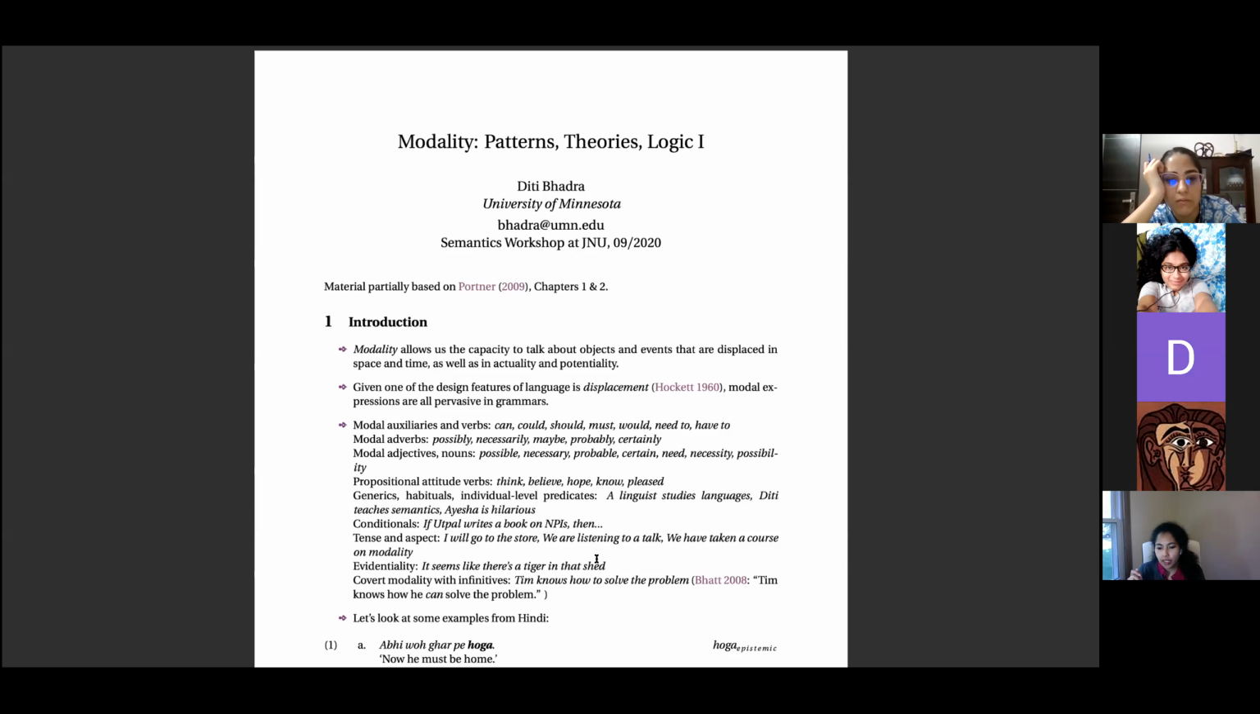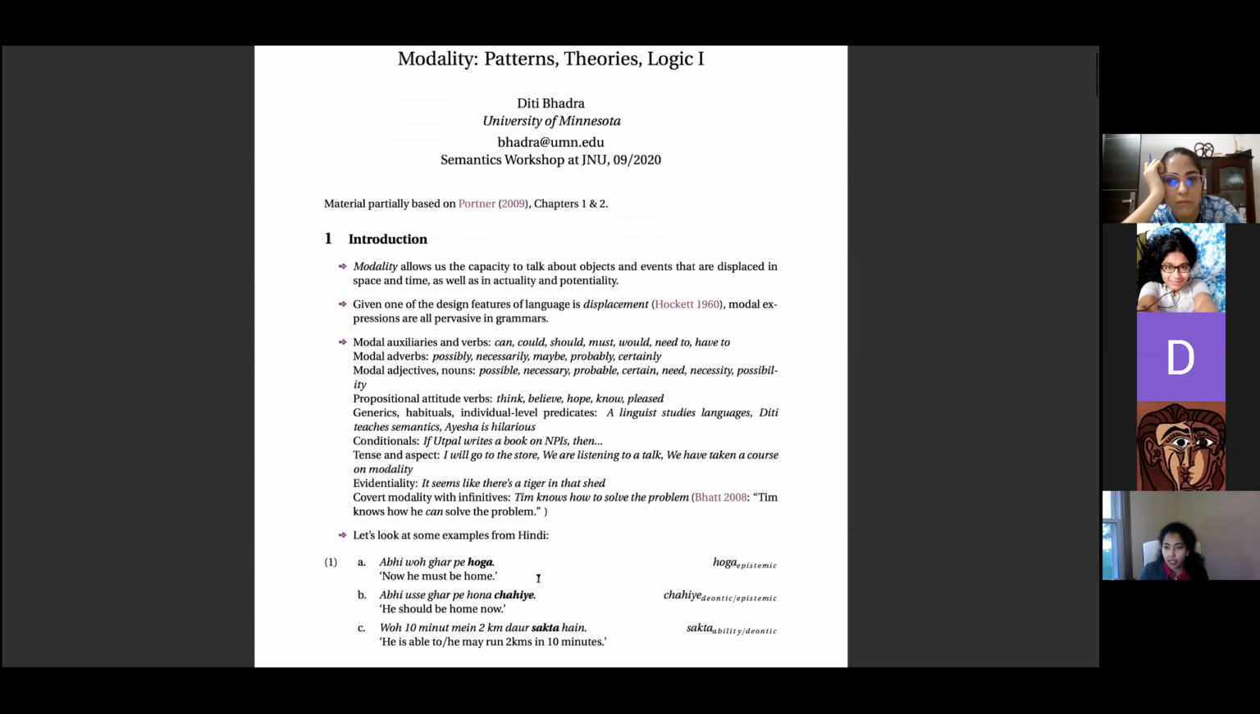Hart argued that it actually means Tim knows how he can solve the problem. So he inserted a covert modal there, and it's a really expansive work on many different related constructions. Okay, so let's look at some examples from Hindi.